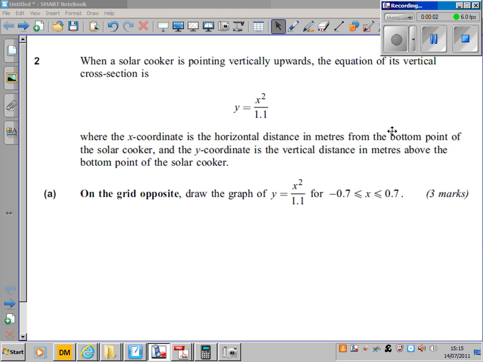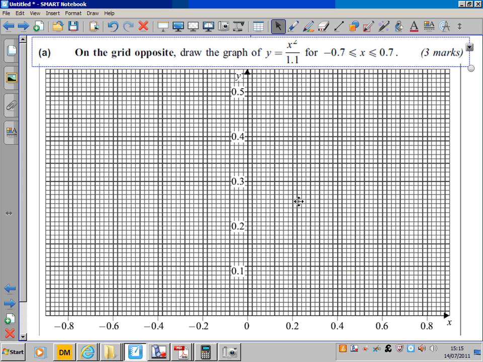This is the June 2002 Algebra paper question number 2. When a solar cooker is pointing vertically upwards, the equation of its vertical cross-section is y equals x squared over 1.1, where the x-coordinate is the horizontal distance in meters from the bottom point of the solar cooker, and the y-coordinate is the vertical distance in meters above the bottom point of the solar cooker. On the grid opposite, draw the graph of y equals x squared over 1.1 for values of x between minus 0.7 and 0.7. Okay, so here's what the axes look like.